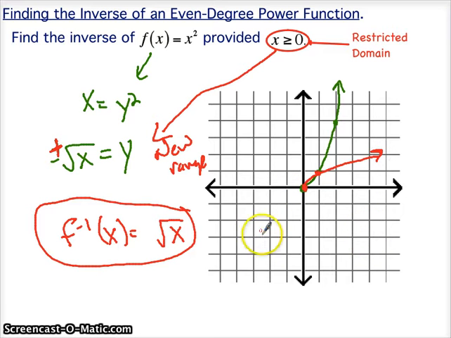Again, I hope that helps you understand inverses and their graphs, and why sometimes we're going to see a restricted domain, because if a function previously didn't pass the horizontal line test, if we restrict its domain, it can pass now, thus creating an inverse function.